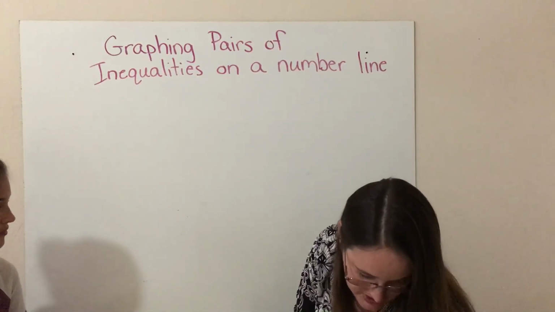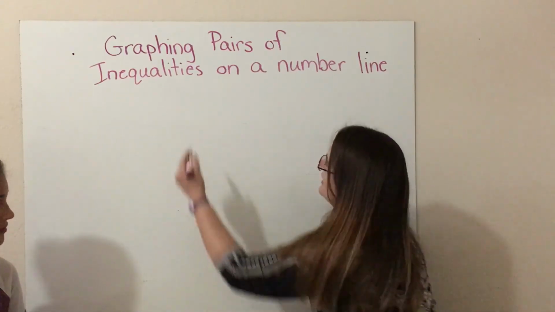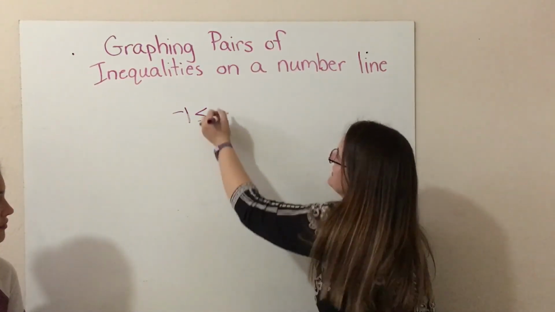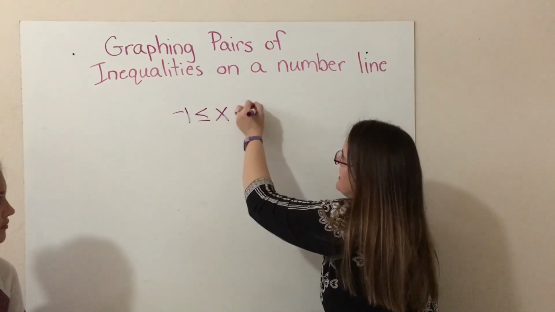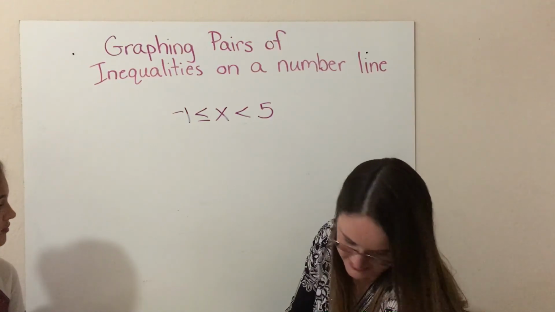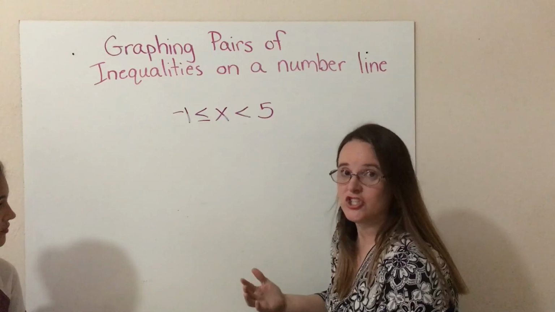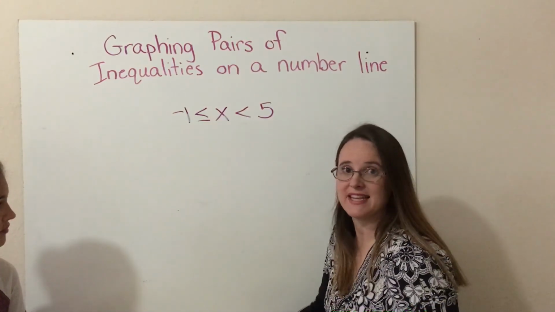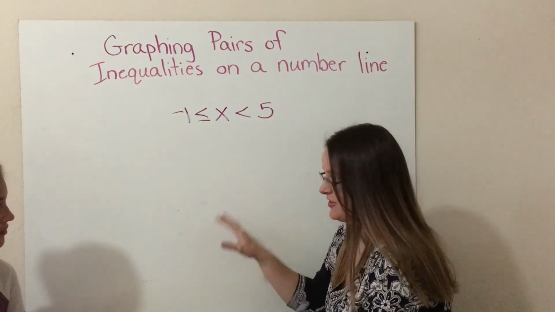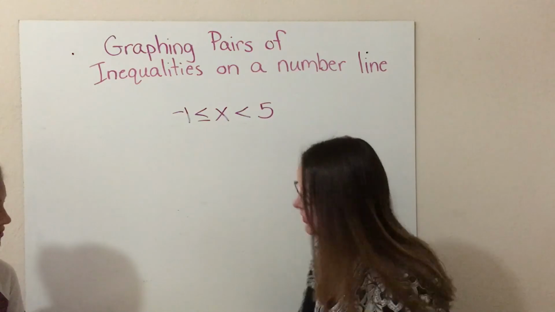Graph the solution set of the inequality, and it gives us the inequality here. -1 is less than or equal to x, which is less than 5. And it wants us to graph the solution set. The language changed because our previous problems said nothing about a solution set, but the task hasn't changed whatsoever. Graphing the solution set is the same thing that we've just done twice before.